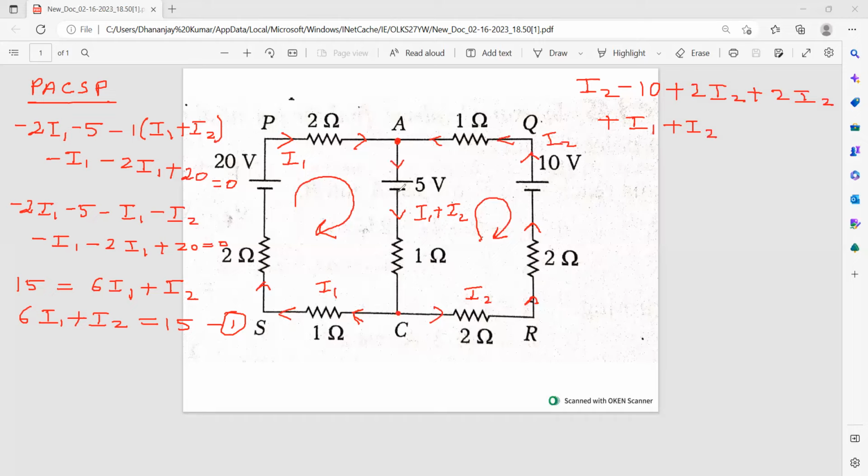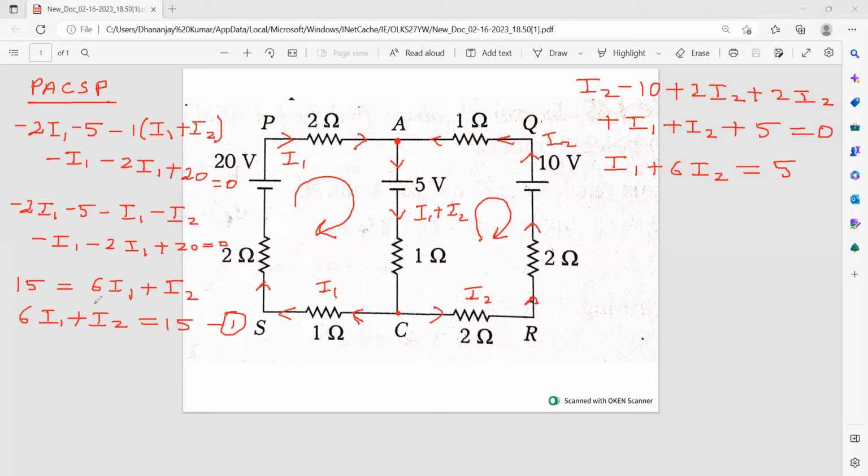Now this is from negative terminal to the positive terminal, so plus 5 volt. Plus 5 is equal to 0. Now again we have to solve this. I2, 2 I2, 3 I2, 2 I2, 5 I2 and I2, 6 I2. And there is one I1. So I will write I1 plus 6 I2 is equal to how much? 5 minus 10 minus 5. On this side it will become 5. Is it okay?